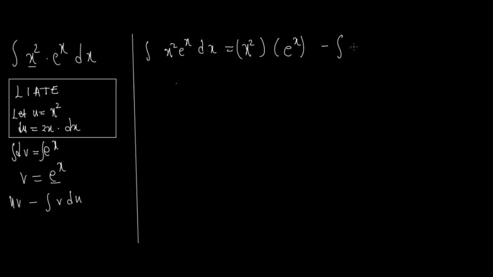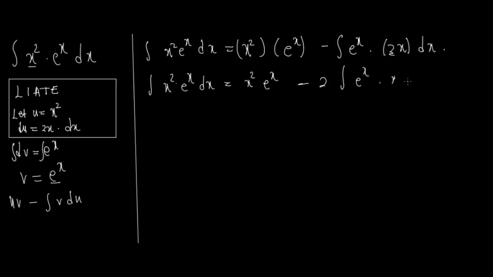So v will be equal to e to the x, and du is just 2x dx. So the integral of x squared e to the x times dx will be equal to x squared e to the x minus, here we see a constant, so we're going to take it out, the integral of e to the x times x dx.